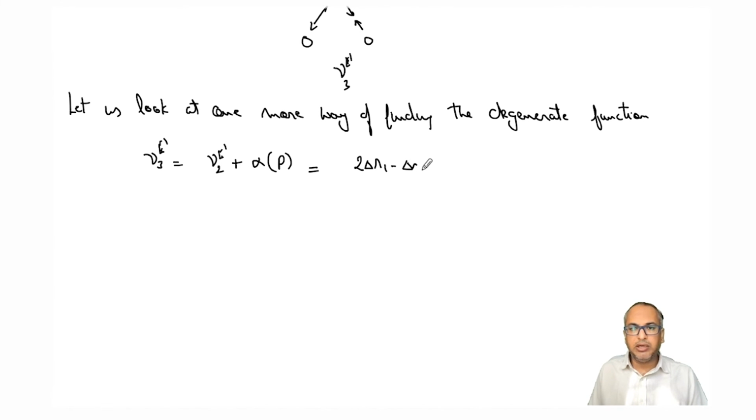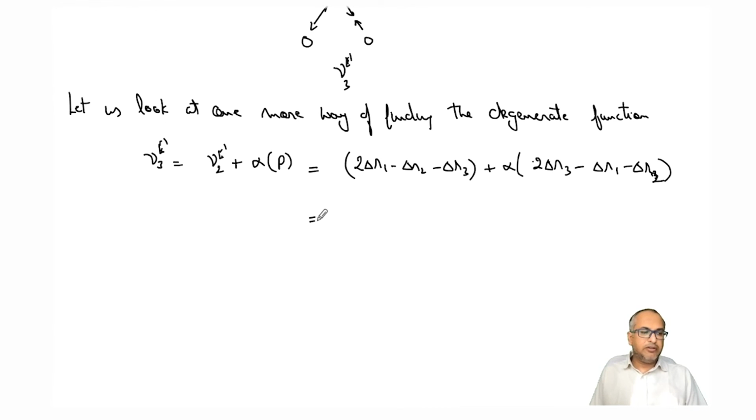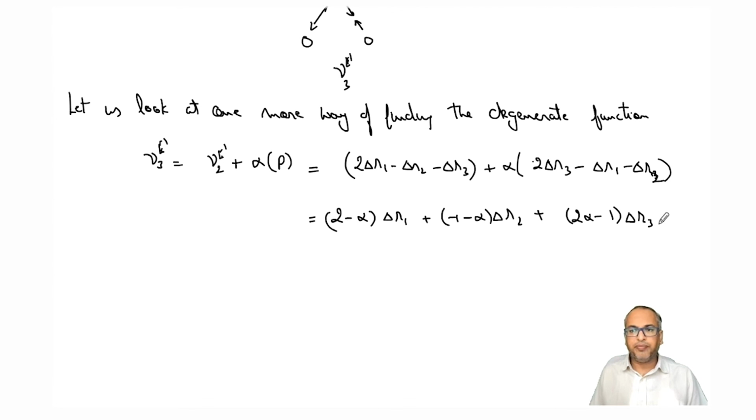Delta R1 minus delta R2 minus delta R3 plus alpha times 2 delta R3 minus delta R1 minus delta R2, right? Now let us separate the variables. So (2 minus alpha) delta R1 plus (minus 1 minus alpha) delta R2 plus (2 alpha minus 1) delta R3, right?